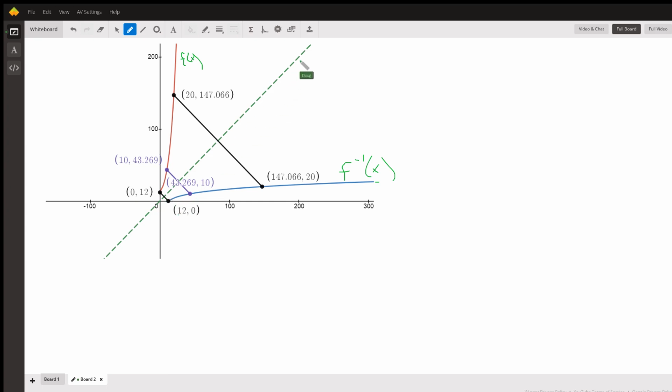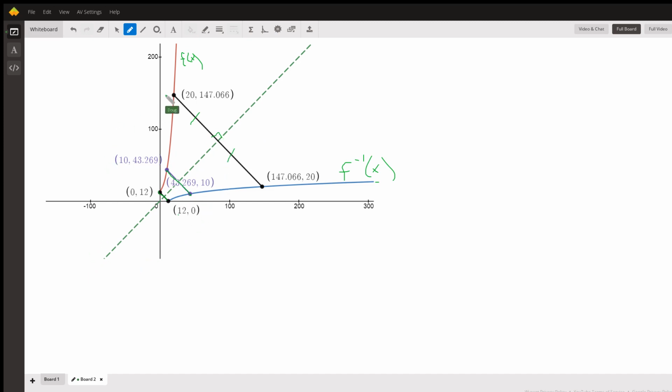And we know that a function and its inverse are mirror images of each other through the line y equals x. And if you actually connect these points, the line y equals x is actually the perpendicular bisector of the segment joining these points. So here, this is actually what's true.